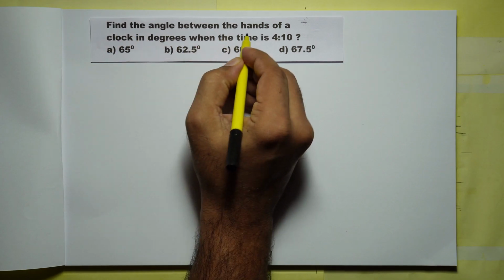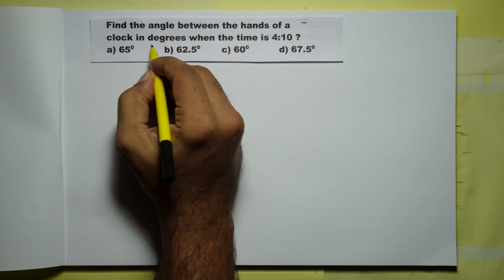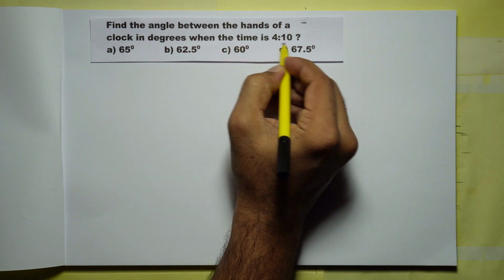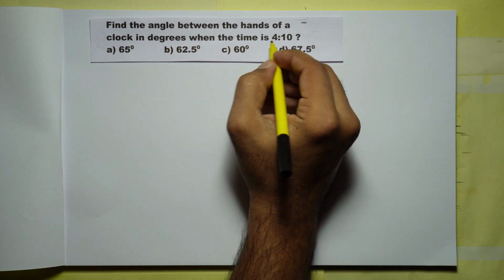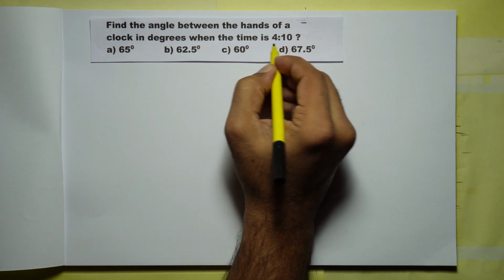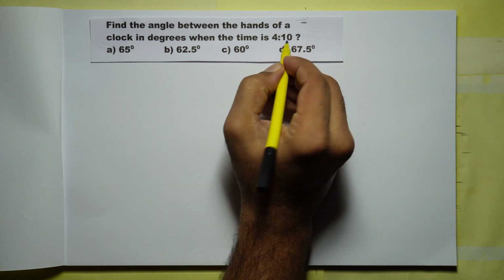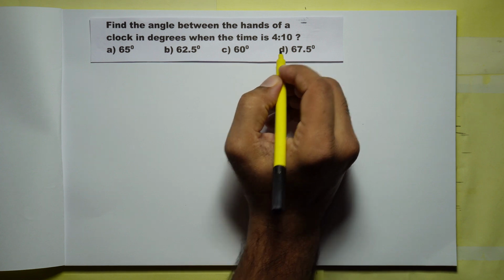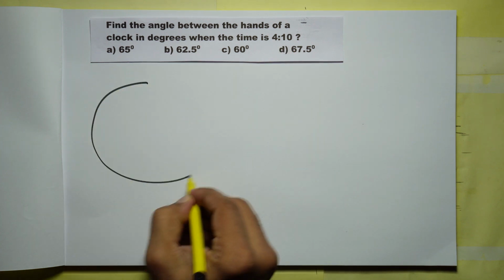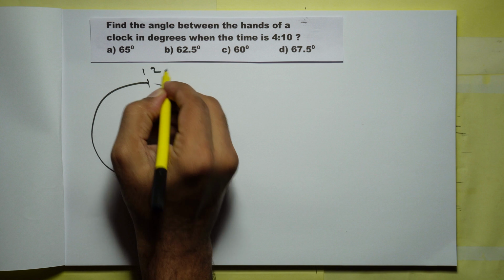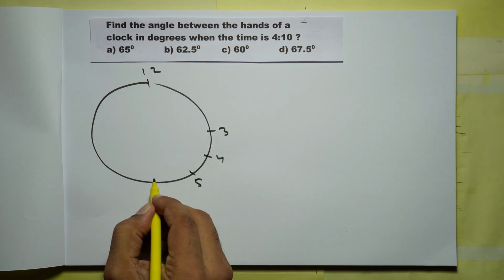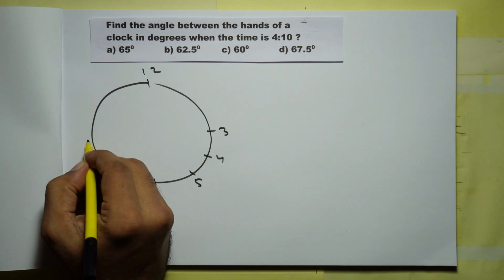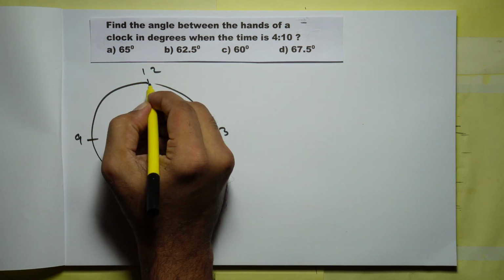Find the angle between the hands of a clock in degrees when the time is 4:10. So first we'll find out the angle when the time is 4 o'clock, and after that we'll find out the angle when the time is exactly 4:10. So I'll draw the clock like this. You have 12 here, 3, 4, 5 and 6, and here you have 9 and finally 12.